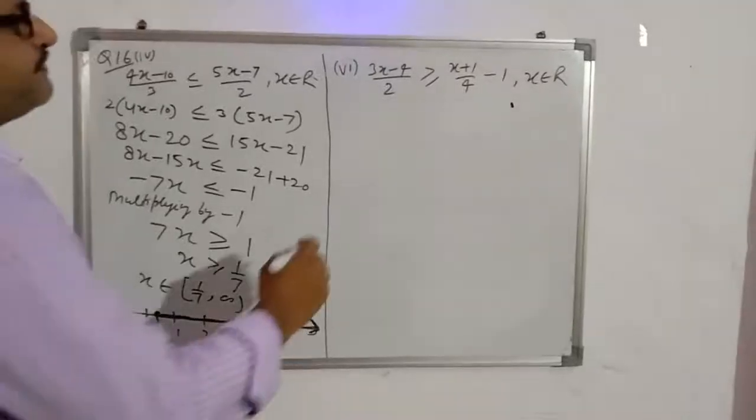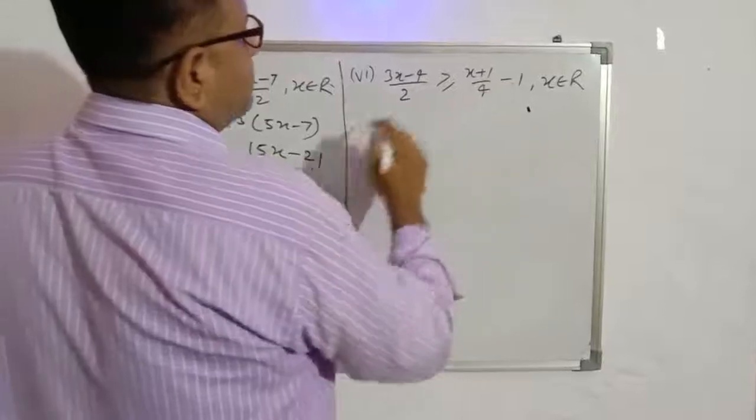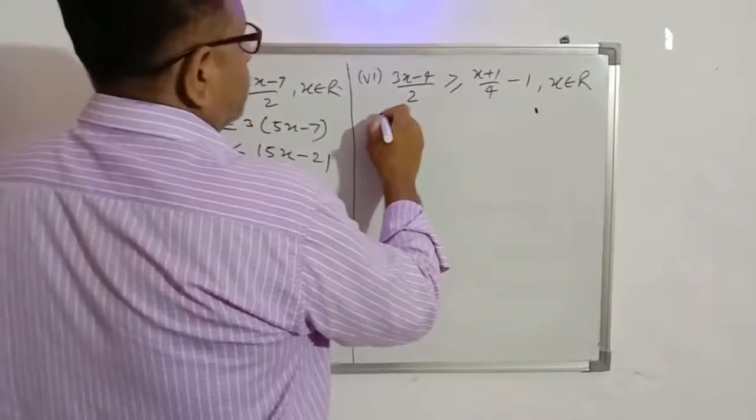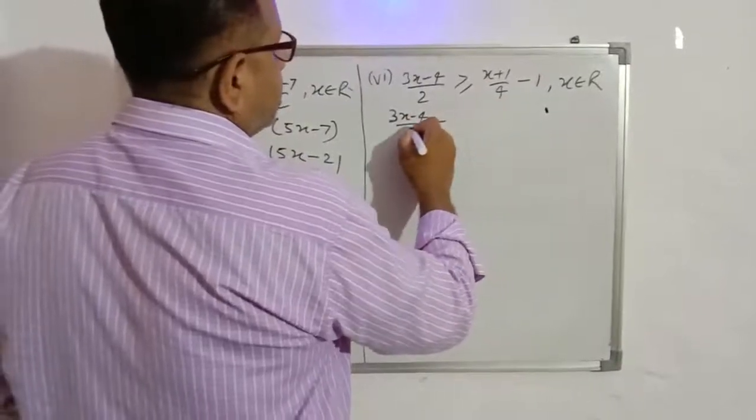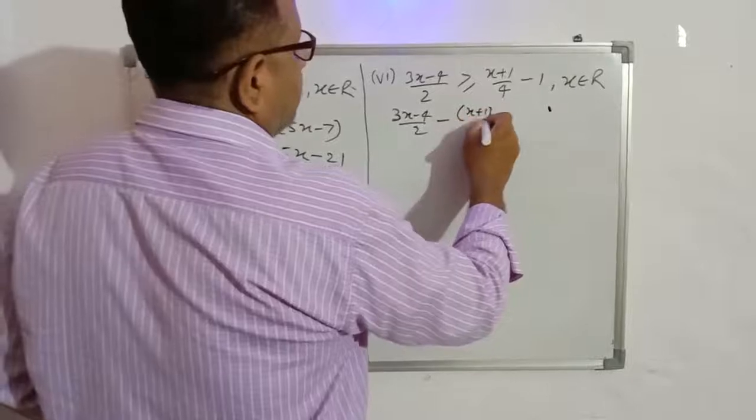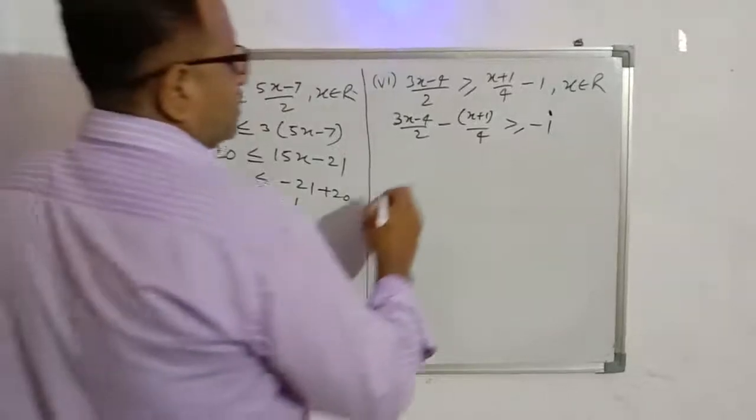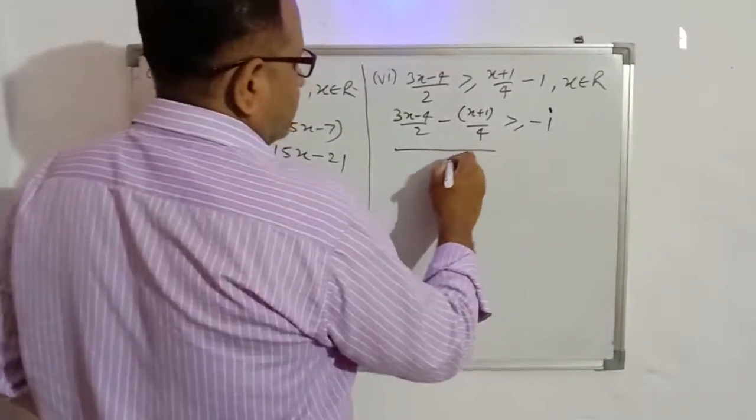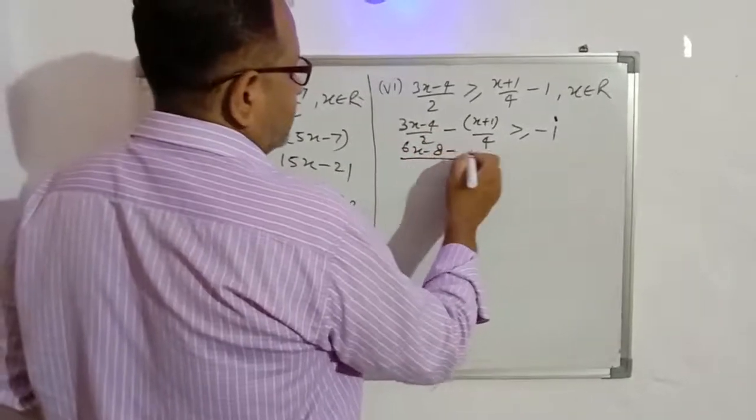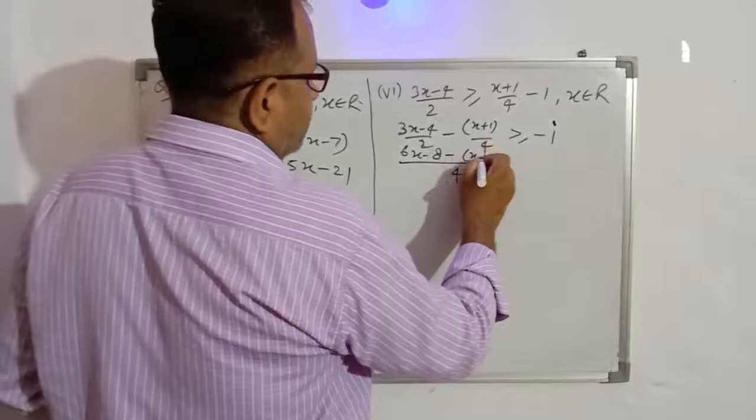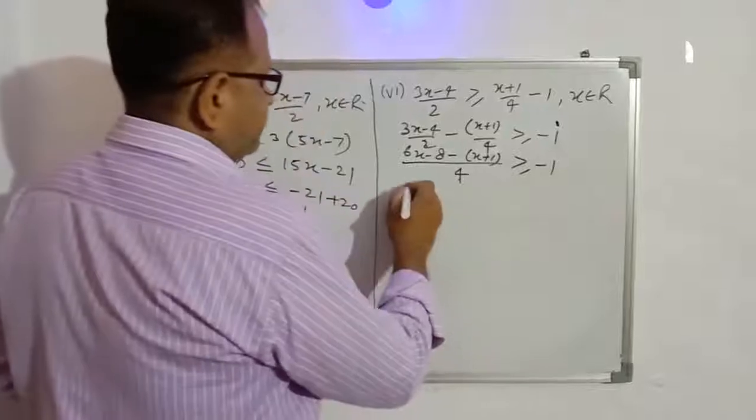See the sixth part: (3x minus 4)/2 greater or equal to (x plus 1)/4 minus 1. So (3x minus 4)/2, transpose it: minus (x plus 1)/4 greater or equal to minus 1. We will take LCM. LCM will be 4. 2 twos are 4, 2 threes are 6x minus 2 fours are 8. 4 ones are 4, 1 into x plus 1, we will write in bracket x plus 1, greater or equal to minus 1.